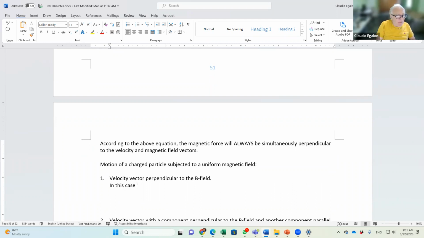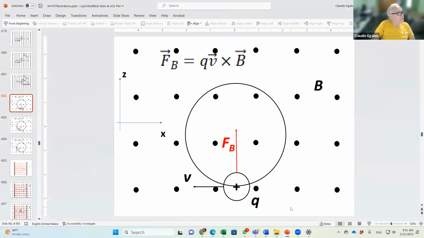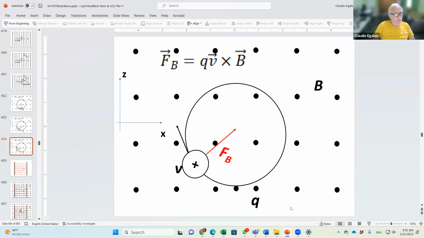In this case, the charged particle will undergo uniform circular motion, just like you saw here. Here's a uniform circular motion. It's uniform circular motion because the magnetic force is perpendicular to the velocity vector.